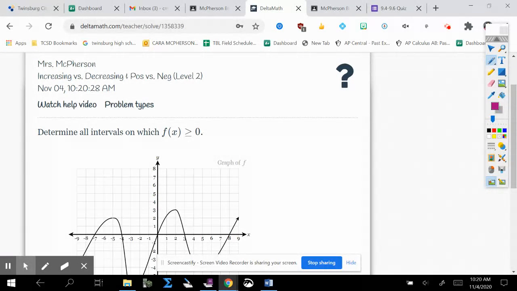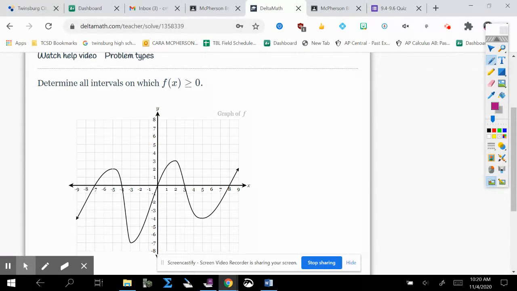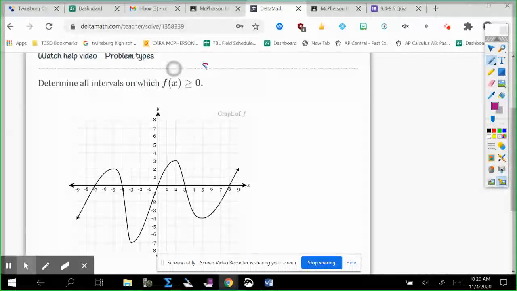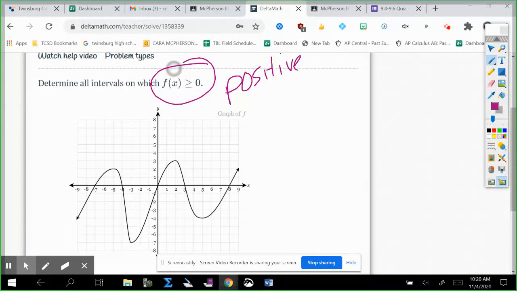This is a different type of question, so I'm glad we did one more. This one wants to know when the function is greater than or equal to 0. What that means is this is asking when this is positive. So when is the graph of the function greater than or equal to 0? When is it on the x-axis or above the x-axis? That's going to happen here from negative 7 to negative 4. It's going to happen here from 0 to 3, and then it's going to happen from 8 on. So we actually have 3 spots where the graph is above or equal to the x-axis.